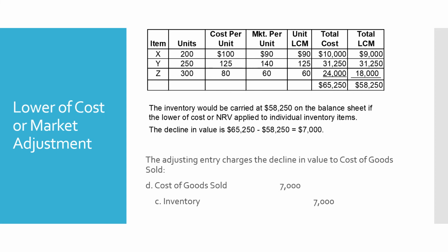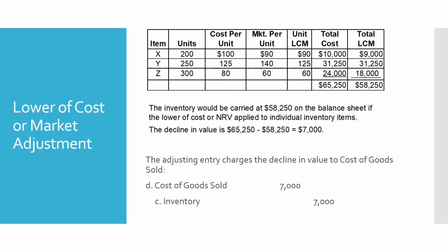So essentially, our inventory account balance right now is 65,250. The LCM value is 58,250. We don't want to report it at 65,250. We want to report it at 58,250. So that's a $7,000 difference. So we need to make a $7,000 write-down of our inventory, and so we're going to charge that decline in value to cost of goods sold.